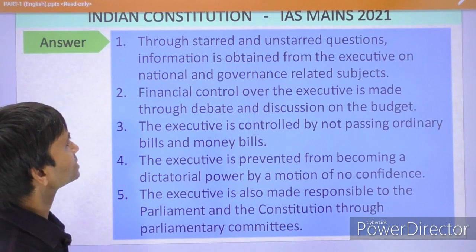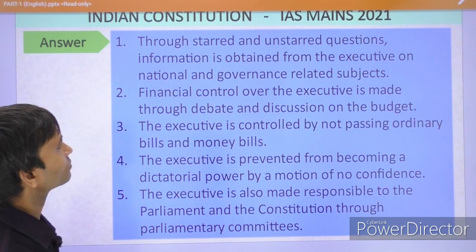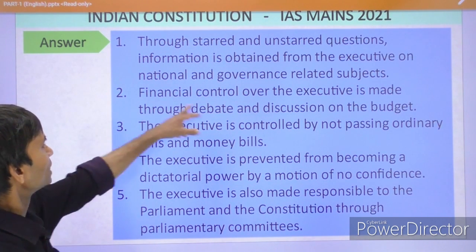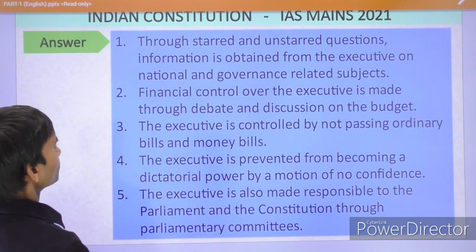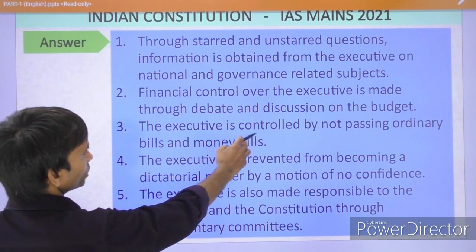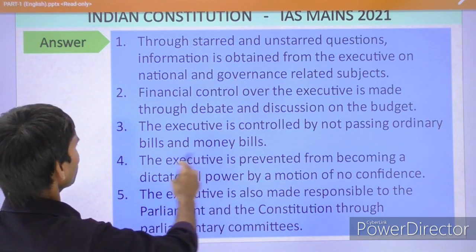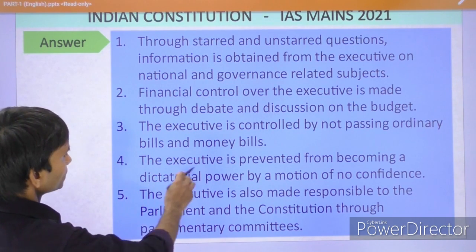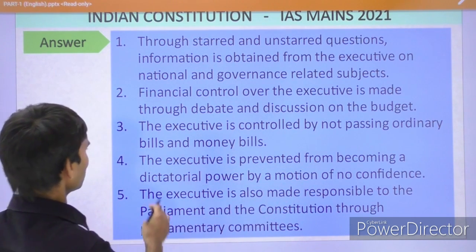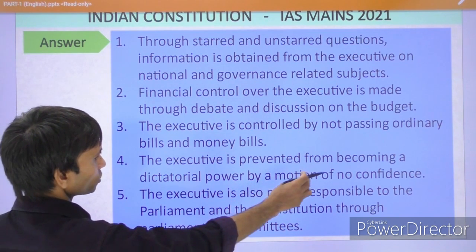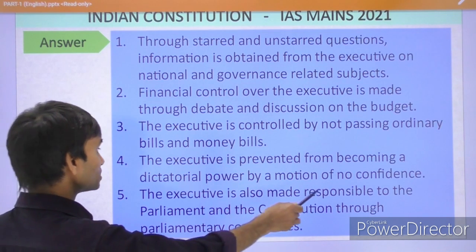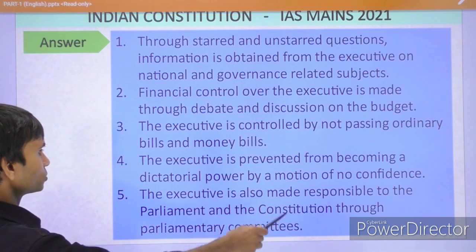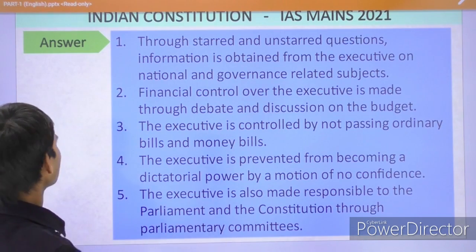through starred and unstarred questions, information is obtained from the executive on national and governance-related subjects. Second point, financial control over the executive is made through debate and discussion on the budget. Third point, the executive is controlled by not passing ordinary bills and money bills. Fourth, the executive is prevented from becoming a dictatorial power by a motion of no confidence. And the fifth point, the executive is also made responsible to the parliament and the constitution through parliamentary committees.